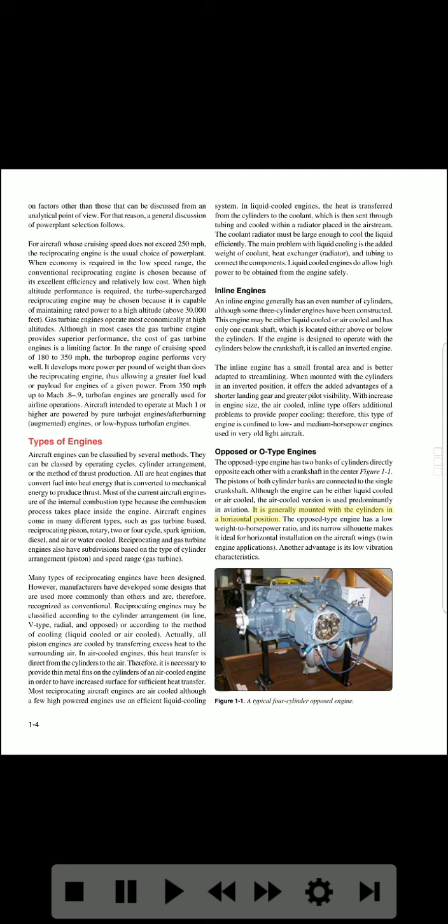It is generally mounted with the cylinders in a horizontal position. The opposed type engine has a low weight-to-horsepower ratio, and its narrow silhouette makes it ideal for horizontal installation on the aircraft wings, twin-engine applications. Another advantage is its low vibration characteristics. Figure 1-1. A typical 4-cylinder opposed engine.